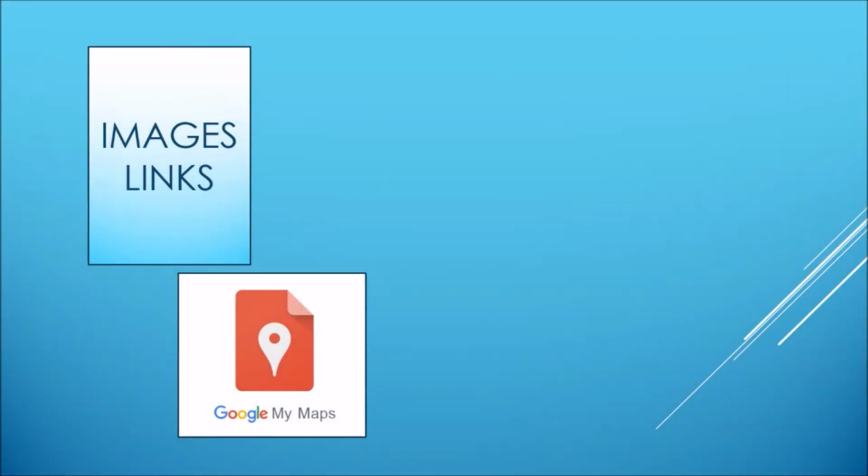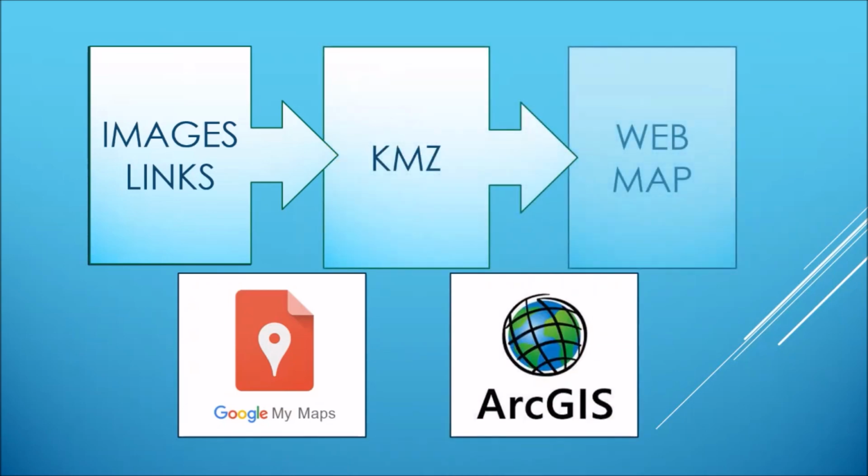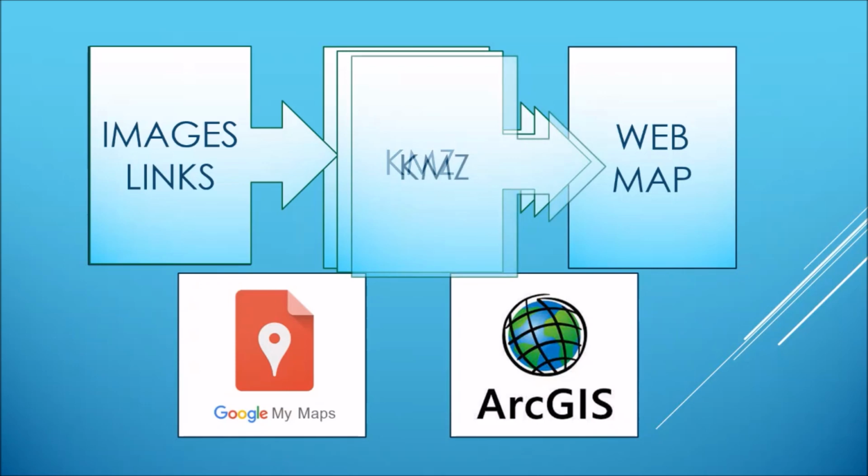As you saw, images and links can be uploaded to Google My Maps, but there are limitations. 10 layers per map, 20 categories per layer, to a maximum of 10,000 points. But now data can be exported in a KMZ file and used in ArcGIS to make feature layers and web maps. Different My Maps layers can be combined to a single web map. Here is an example.